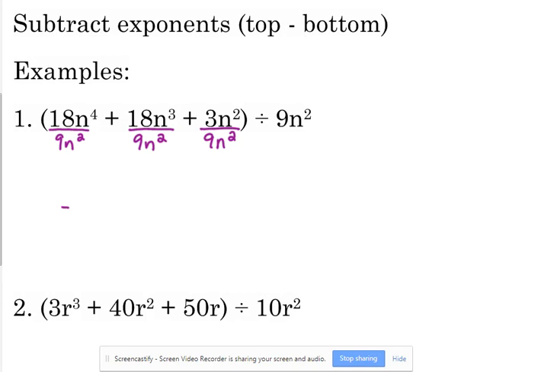That's my suggestion. So 18 divided by 9 is 2. N to the fourth divided by n squared, subtract those exponents, so that is n squared. 18 divided by 9 again is 2. And n cubed over n squared is n. And then for the last one, 3 over 9, not a whole number, but we do need to reduce that to 1/3. And n squared over n squared, cancel, or what y'all like to say, it equals 1, okay? And 1/3 times 1 is just 1/3.